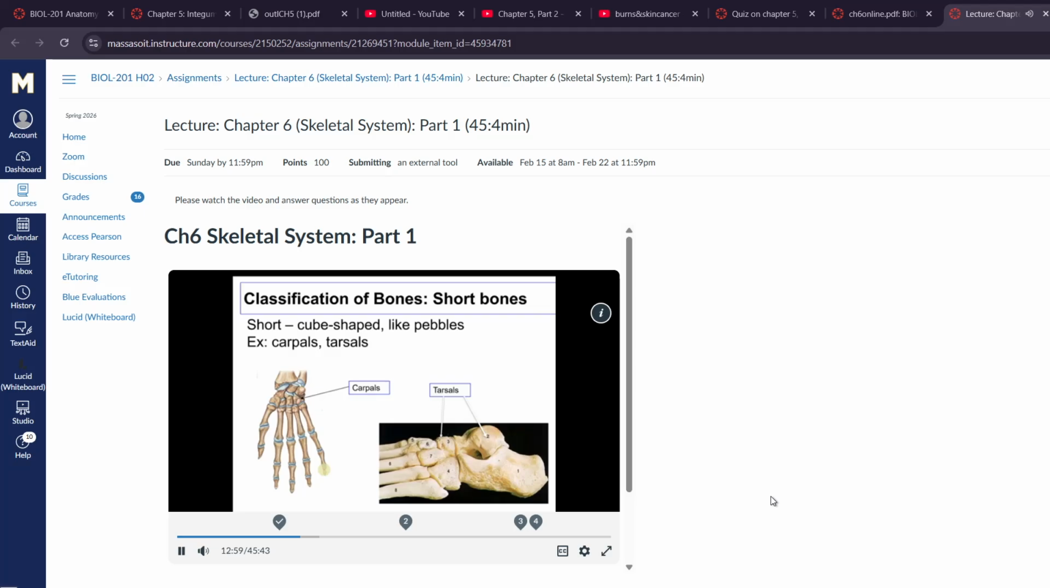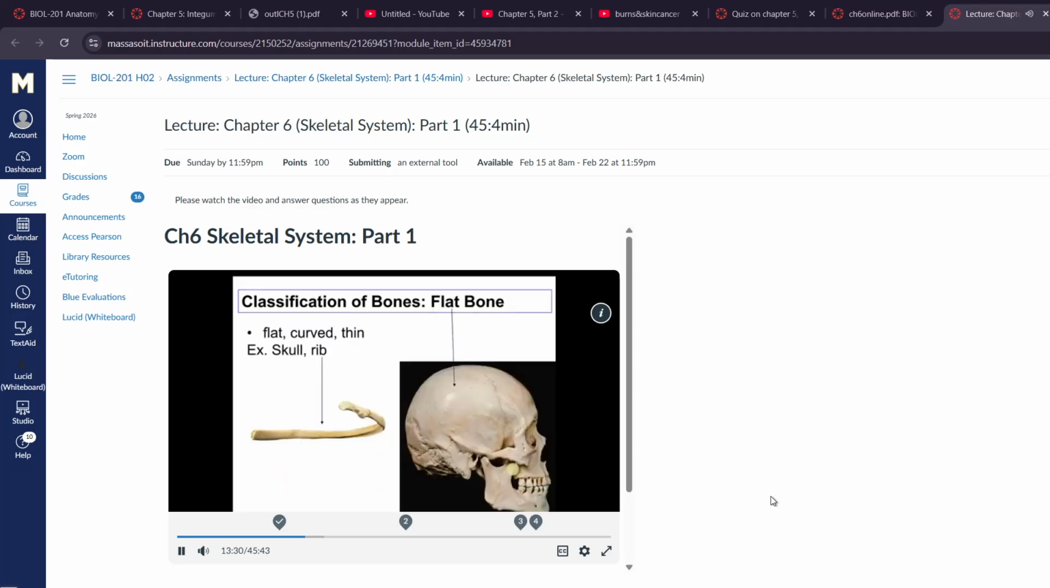Another type of bone is called short bones, and these are more cube-shaped. I think they look kind of like pebbles. You can find them in the wrist. So they're called the carpals, the bones of the wrist, and you can see they do kind of look like pebbles. Or in the bones of the ankle. So these are all short bones. Even this big one here, it has a special name, the calcaneus, the heel bone. So these are some of the places you can find short bones.